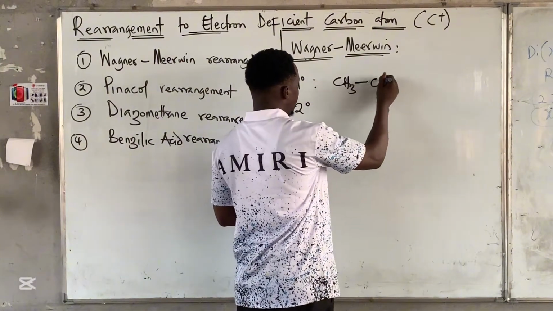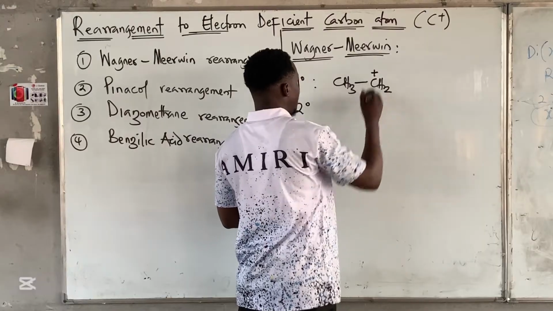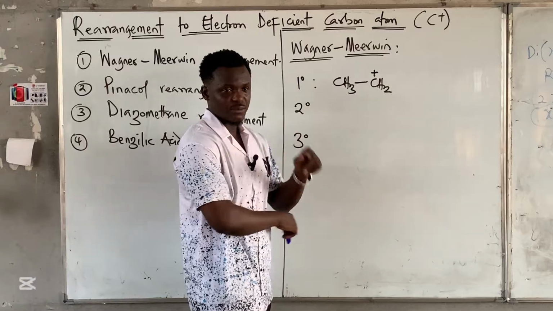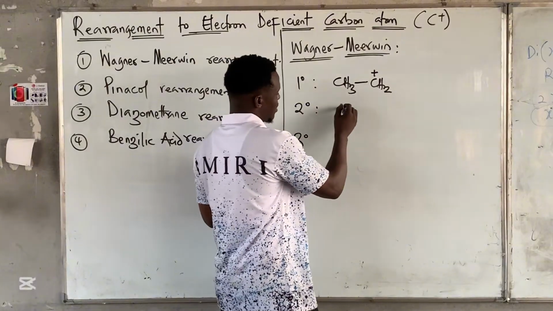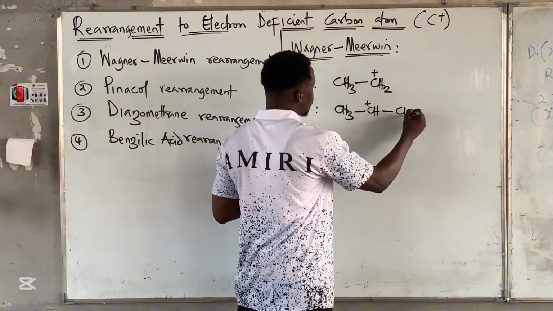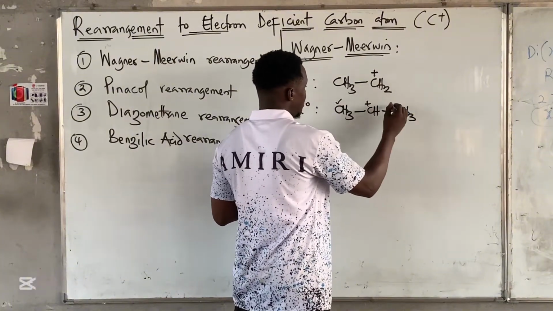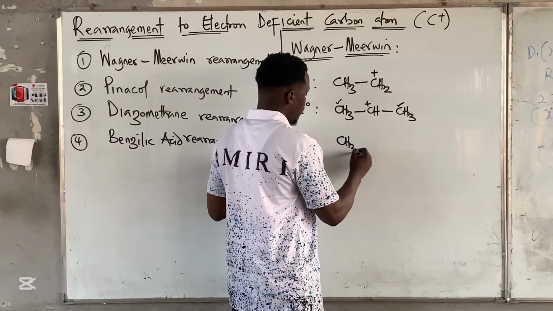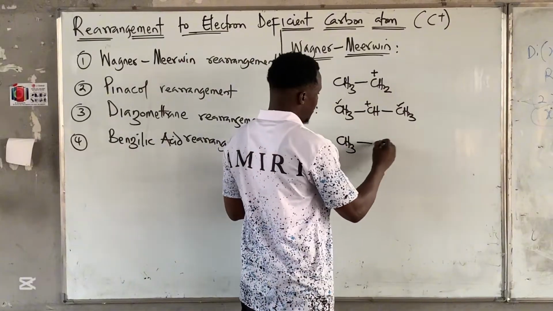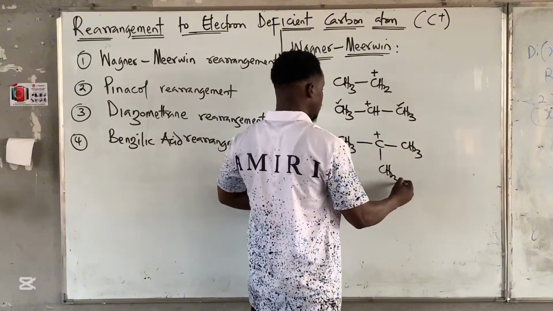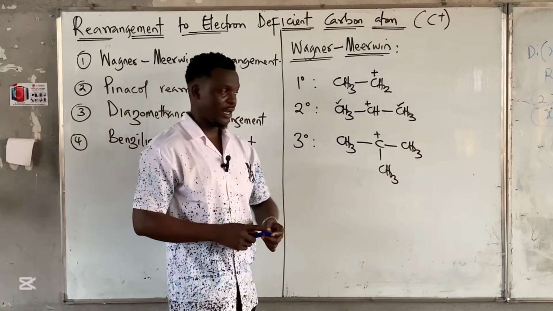Let me give us an example on the board. A primary carbocation is a carbon where the carbon bearing the positive charge is attached to just one other carbon. A secondary carbocation is a case where the carbon bearing the positive charge is attached to two other carbons, which is this and this. We have a tertiary carbocation where the carbon bearing the positive charge is attached to three other carbon atoms.